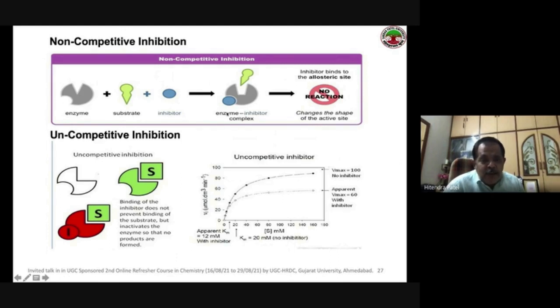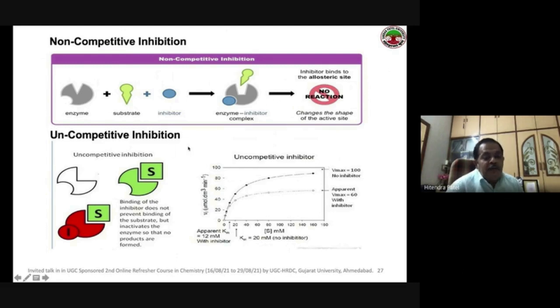After complex formation, you can see that the shape and size of this site of the enzyme has changed. Then the substrate will try to interact with the active site, but it is not compatible with this changed shape. So again, no reaction happens. That is called the allosteric site. The inhibitor binds to the allosteric site, and then no reaction happens with the substrate, because it changes the shape of the active site.